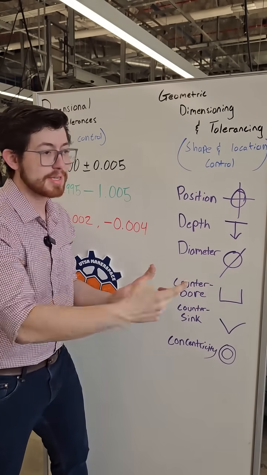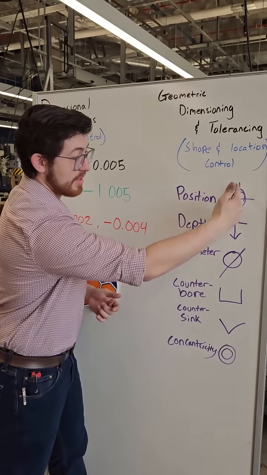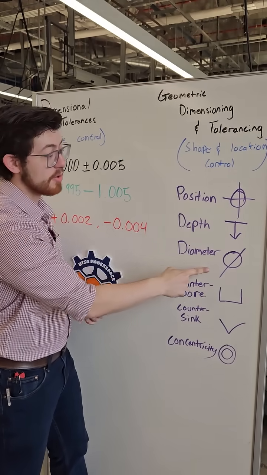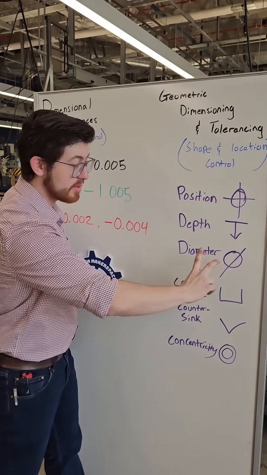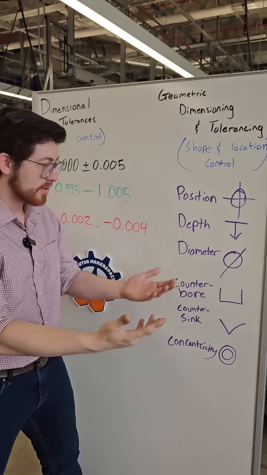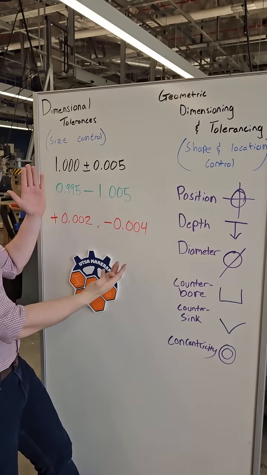Diameter, if you see a hole on a drawing, usually it's denoted with this and then an arrow coming out with a circle with a hash through it, and then dimensioning the diameter tolerance using dimensional tolerance.